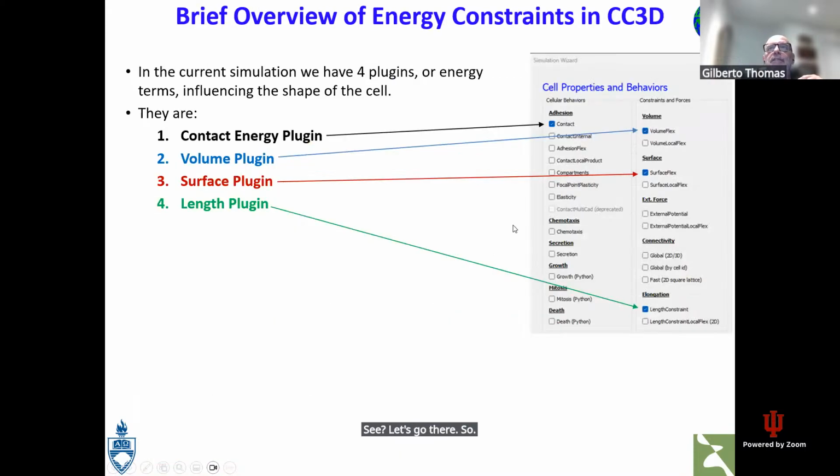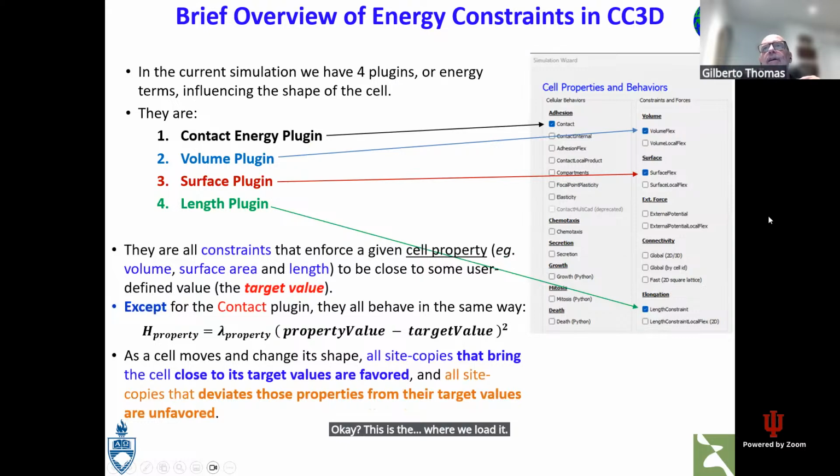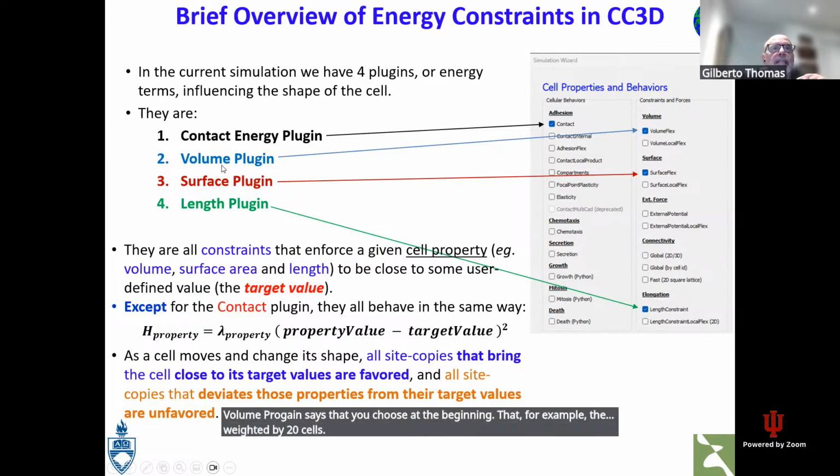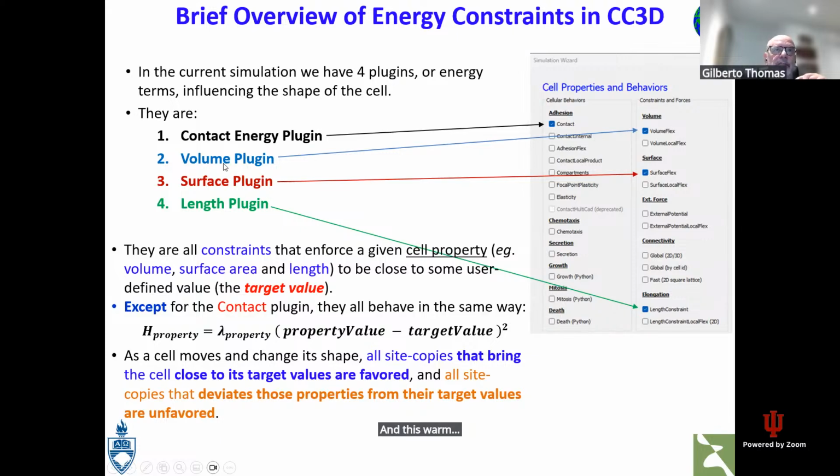Let's go there. So let's have a look at the plugins you have. We have these 4 plugins loaded at the beginning: contact, volume, surface, and length. Okay? This is where we loaded. They all are constraints that enforce these properties: volume, surface, and length. What do I mean with that? I think the volume plugin says that you choose at the beginning, for example, the 20 by 20 cells, and this volume will use that value at the beginning.